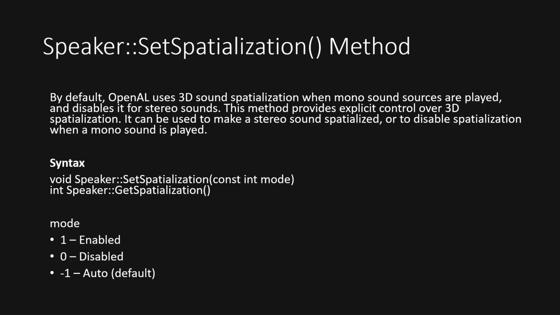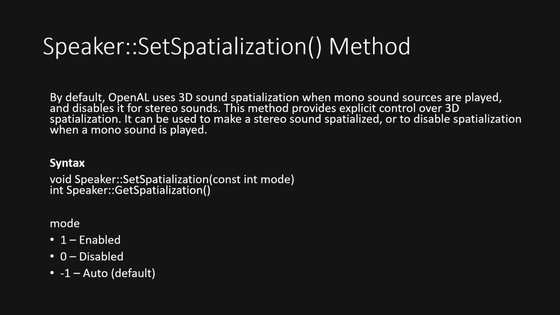You can set it to 1 to enable spatialization, whether the sound is mono or stereo. You can set it to 0 to disable spatialization for both mono and stereo sound sources, or you can set it to -1 and the default behavior will be applied, which is use 3D spatialization for mono sounds and don't use it for stereo sounds because it assumes it's like music or something.